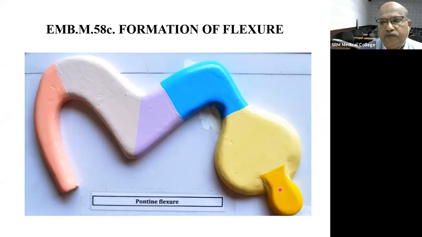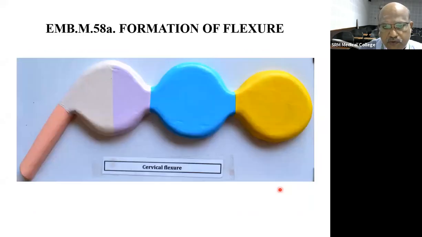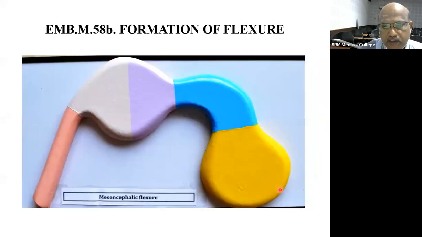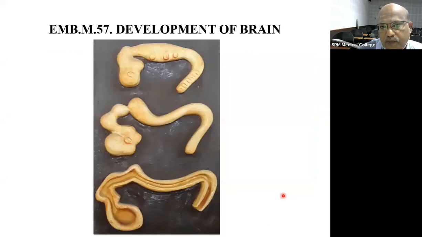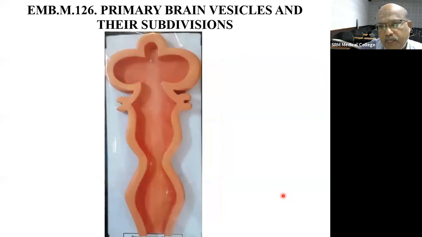So after the formation of all these flexures in order, we get our final brain. Cervical flexure, next is mesencephalic flexure in the midbrain, next pontine flexure in the rhombencephalon, finally the telencephalic flexure, leading to the formation of our final brain. Okay. Then I told about the neural crest derivatives.